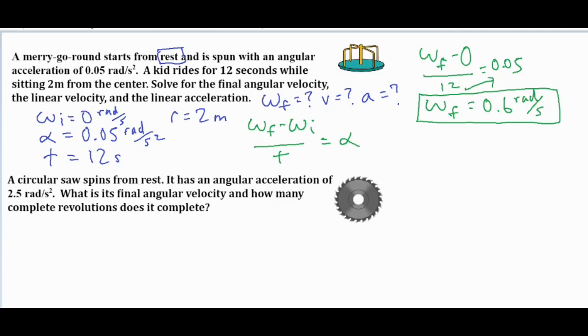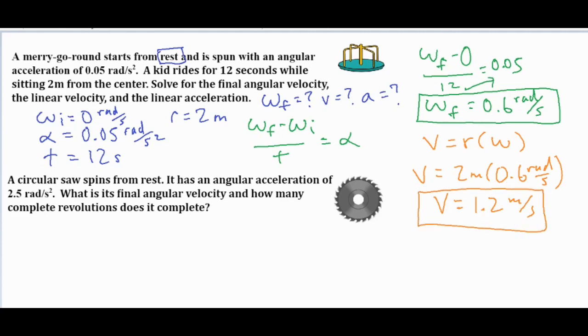Now for our second one, we want to find the linear velocity. If we want to find the linear velocity, then we would use the formula v equals r times omega. That ends up being a fairly simple calculation too, because we have the r value of 2 meters and we just found our omega of 0.6. All we have to do is multiply those two, and the product is 1.2 meters per second.